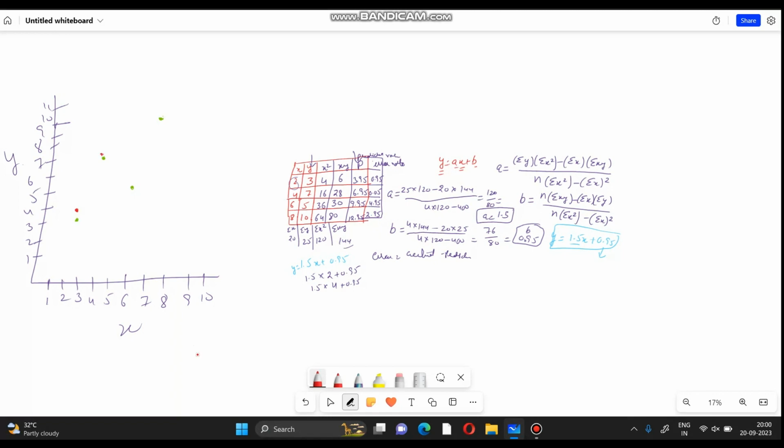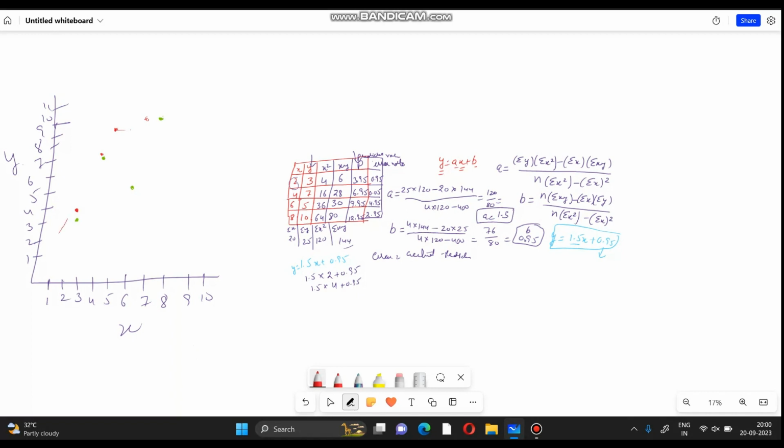When x is 6, y is 9.95, somewhere here. When x is 8, y is 10. So now this red represents the predicted values and green represents the actual values.